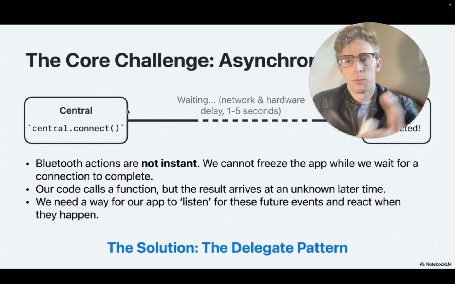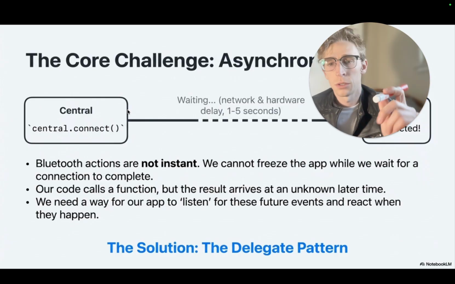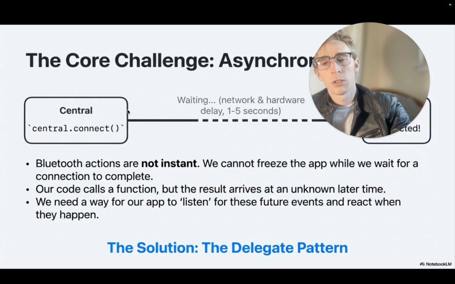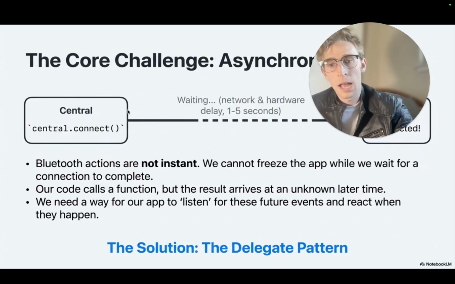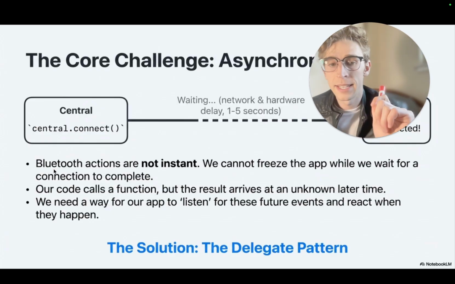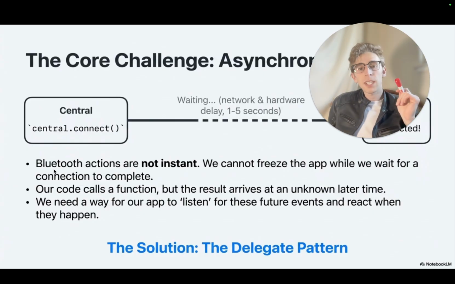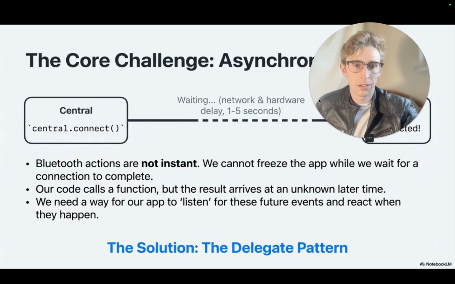So let's read these bullet points. Bluetooth actions are not instant. We cannot freeze the app while we wait for a connection to complete. Our code calls a function, but the result arrives at some unknown time. We need a way for our app to listen for these future events and react when they happen. So that's why we use the delegate pattern.